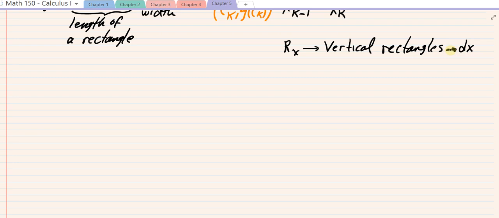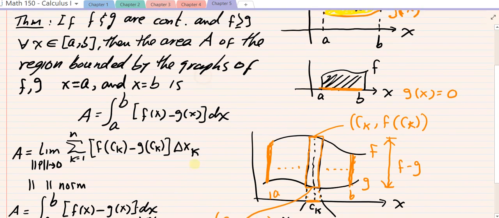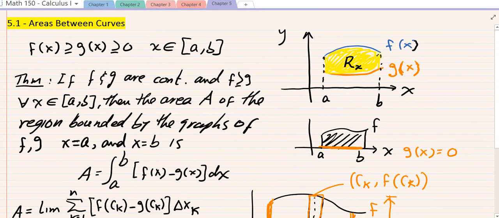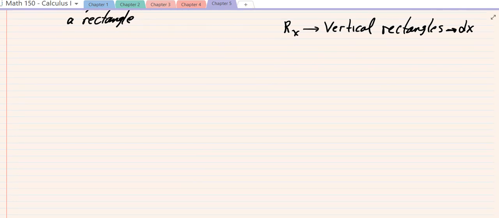Now it is possible to find the area of this region, highlighted in yellow, another way. We can use horizontal rectangles to do that also, and I'll show you an example of how that's done. But let's actually talk about that one.